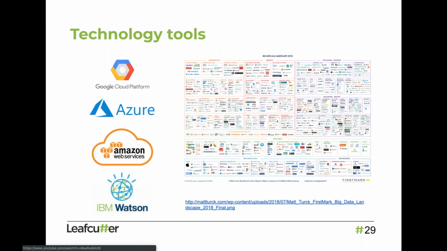Last point, technology tools. So there are heaps of tools out there. On the right, that's the big data and AI landscape of 2018. There are lots and lots of vendors, again, like most software these days, lots of specific vendors with specific techniques and tools for very specific cases.